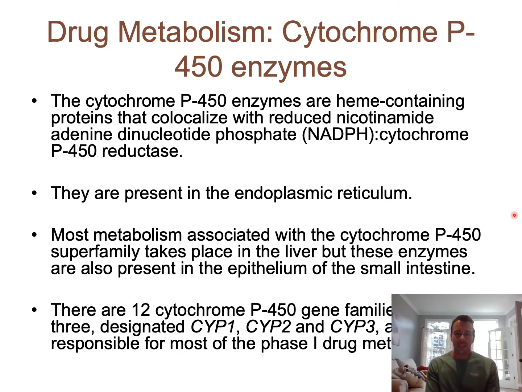These P450 enzymes, again, are heme-containing. They co-localize with reduced NADPH. They are present in the endoplasmic reticulum in the liver. Most metabolism by these enzymes takes place in the liver, but there are a small amount of these enzymes in the epithelium of the small intestine as well. There are 12 P450 gene families. Three of them are responsible for most of the phase 1 drug metabolism: CYP1, 2, and 3.